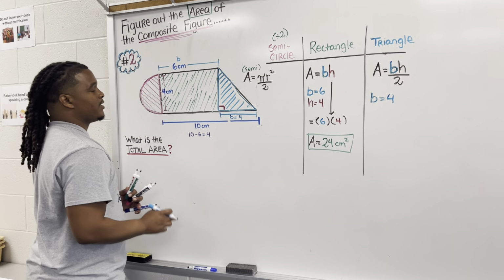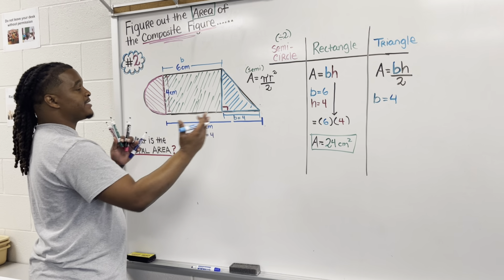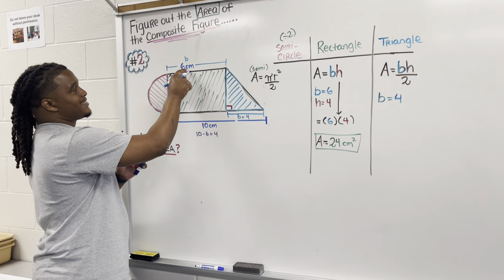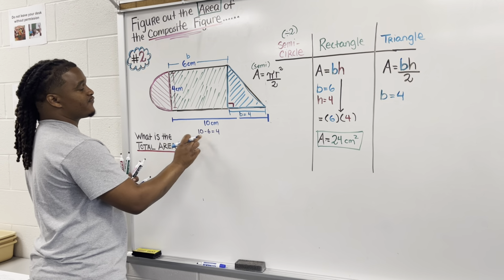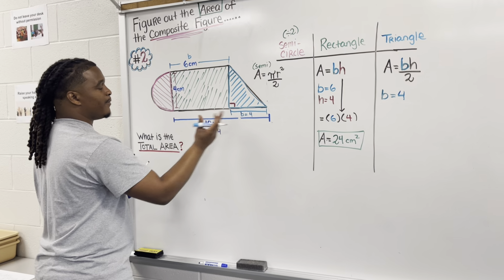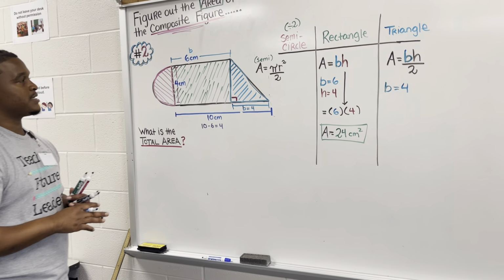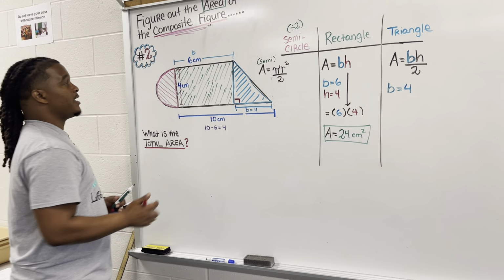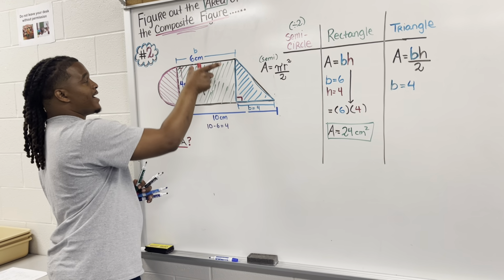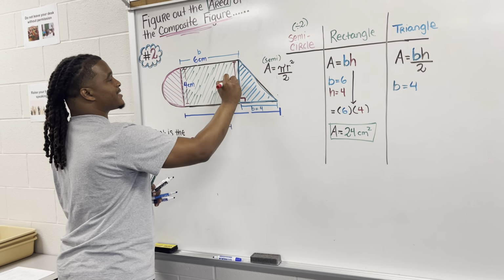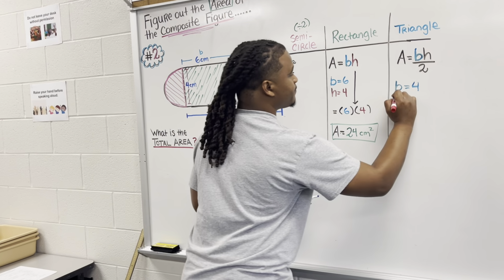Once again, they gave us the length of both bases put together, and we figured out that the base of the rectangle is 6. So we had to subtract 6 from the total length to find out that the base of the triangle is 4. That's how you do that. And of course, as you can see, the triangle has the same height as the rectangle. So the triangle has a height of 4 centimeters.